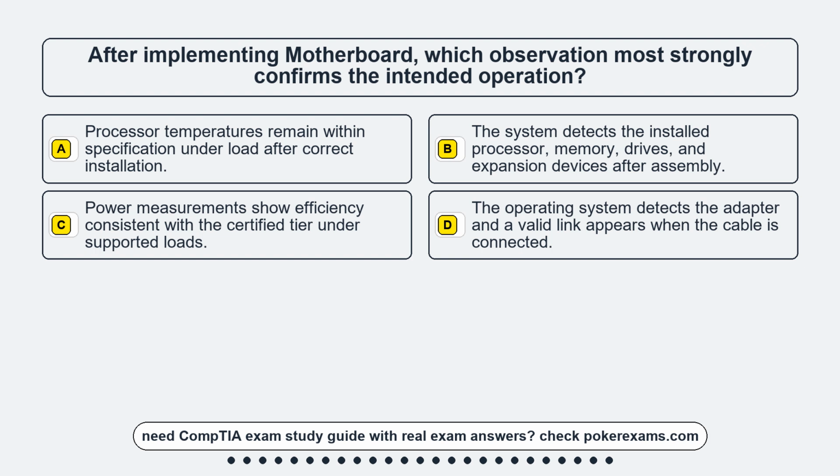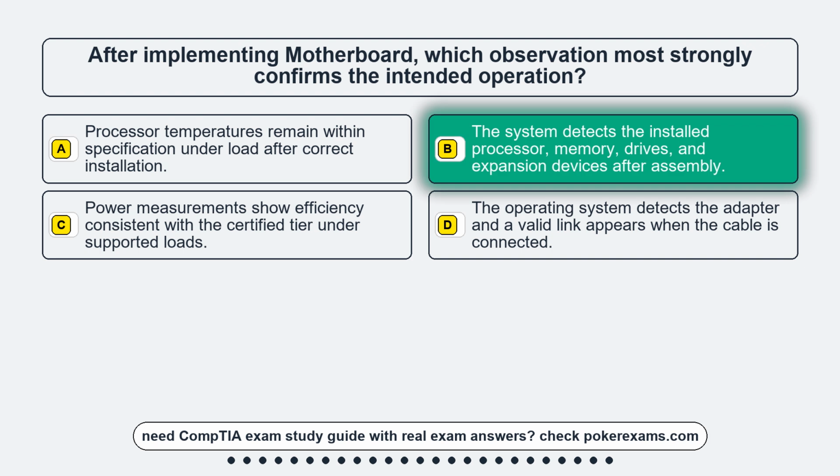Option A. Processor temperatures remain within specification under load after correct installation. Option B. The system detects the installed processor, memory, drives, and expansion devices after assembly. Option C. Power measurements show efficiency consistent with the certified tier under supported loads. Option D. The operating system detects the adapter and a valid link appears when the cable is connected. The correct answer is option B.